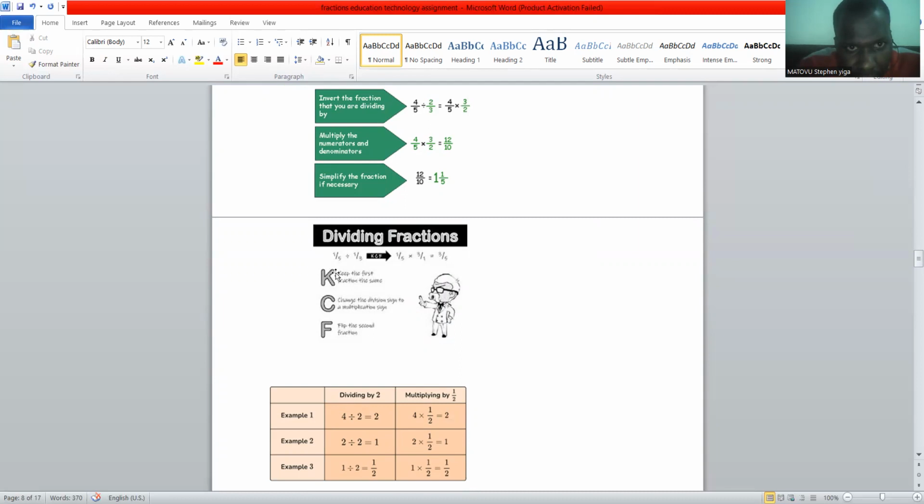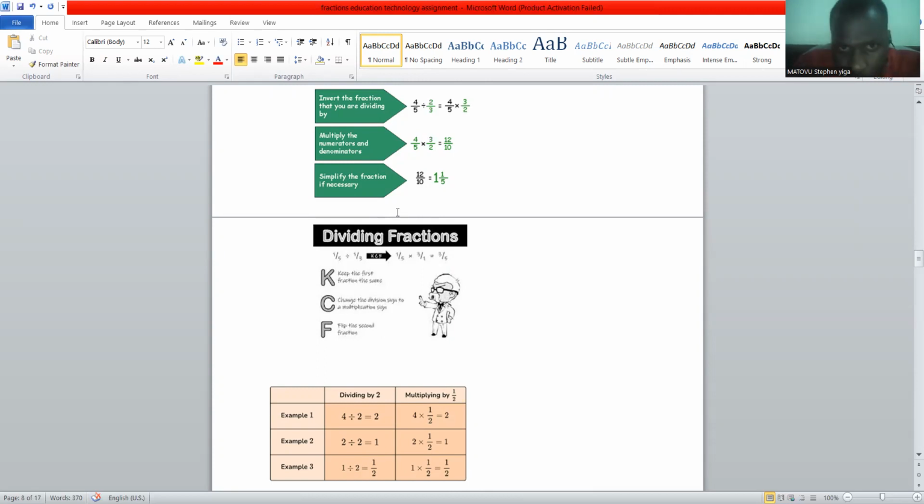Keep the first fraction the same here. That 1 out of 5, leave it. 4 out of 5, please leave it. Don't tamper with it, let it be the same. Change the division sign to a multiplication sign. Change each division sign to a multiplication sign. Flip the second fraction. To flip is making something upside down.